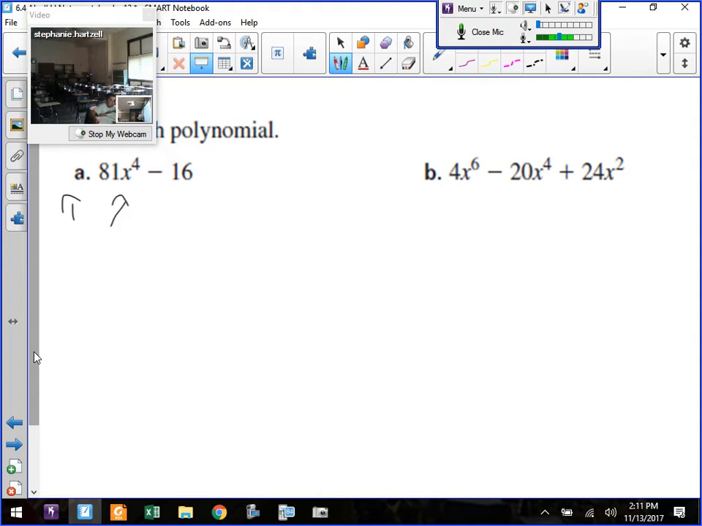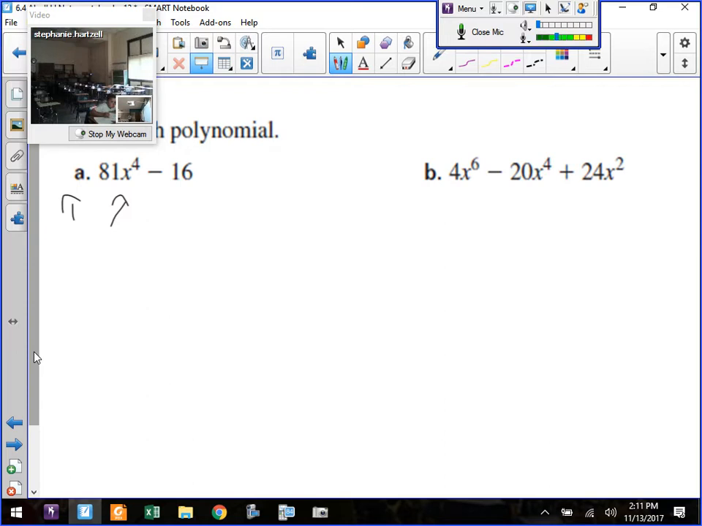What's your first rule of factoring? GCF. 81x to the 4th and 16, I'm pretty sure they don't have anything in common. So there are two terms, and we check and see if they happen to be a difference of squares. I'm not worried about checking to see if they're a difference of cubes because it's an even number.